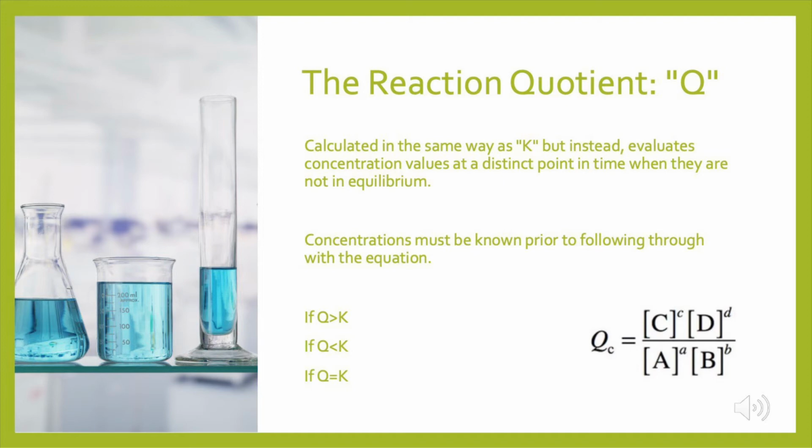We can compare the values of K and Q to determine the direction that the reaction is shifted towards. If K is less than Q, the system will be shifted to the left, and reactants will be favored.